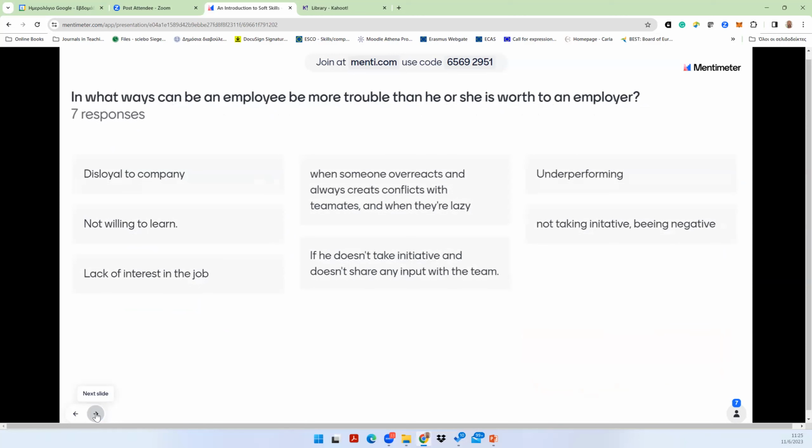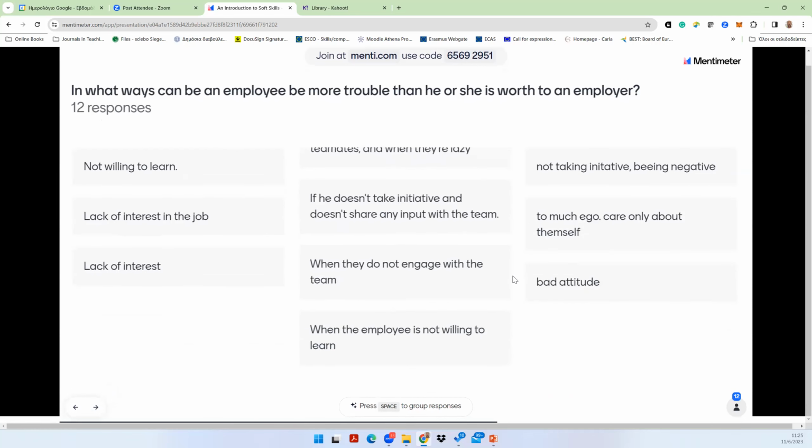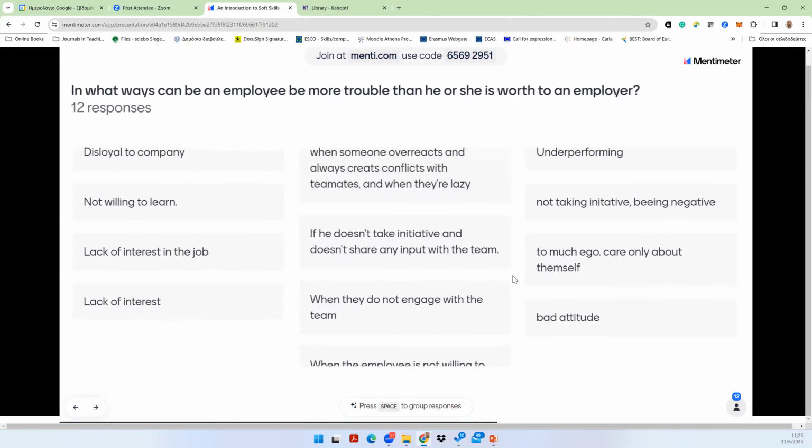If he does not take initiative and does not share any input with the team, especially in academia, they are closed boxes because of the fierce competitiveness. But learning from each other is the fastest way, the motorway to excellence. Too much ego, caring only about themselves, lack of interest in the job, bad attitude. Excellent. When the employee is not willing to learn, also very important.